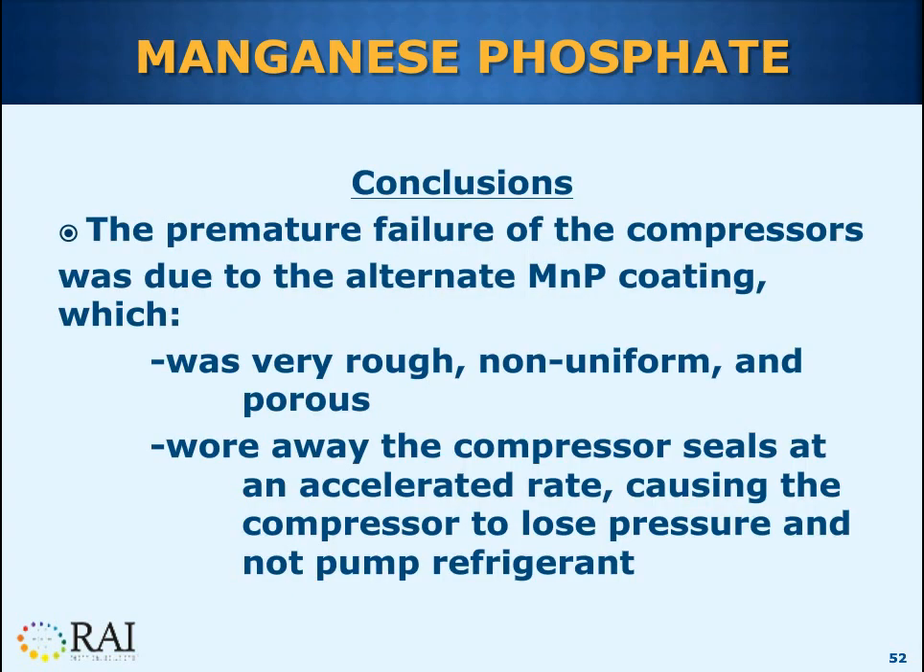So this premature failure of the compressors was due to the alternate or new manganese phosphate coating supplier. The new manganese phosphate coating was very rough, very non-uniform, and porous. And that roughness wore away the compressor seals at an accelerated rate, causing the compressor to lose pressure and not pump refrigerant.